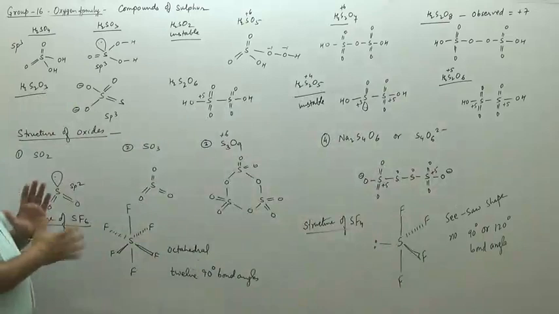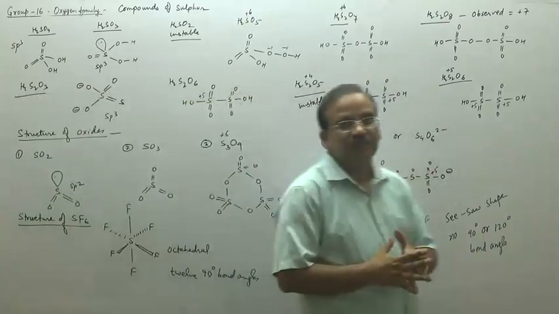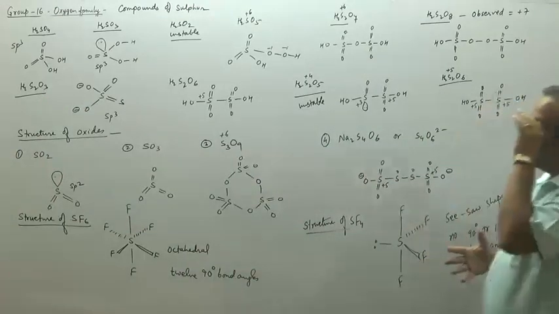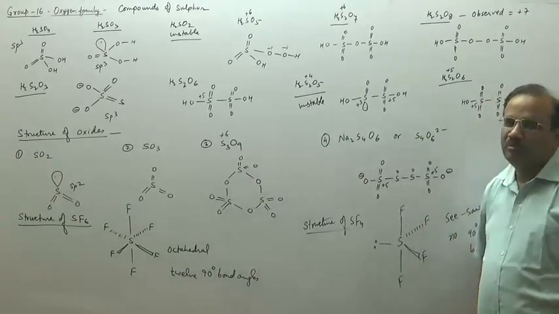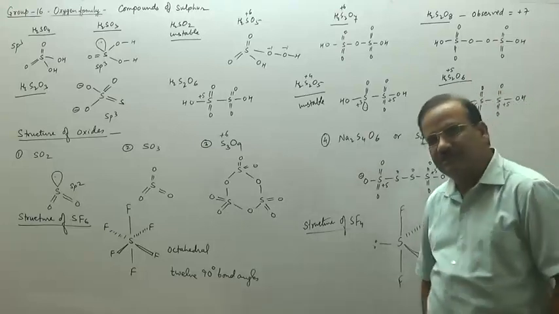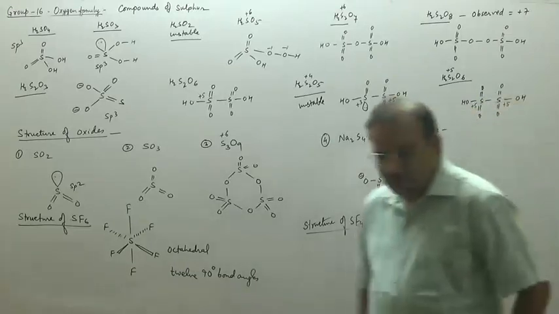So that is how you can write the structures of the compounds of sulfur as well as for the sulfur. So that is all about the compounds of sulfur and about the oxygen family. So that's all in this class. The next class we'll start another chapter. So that is all in this class.